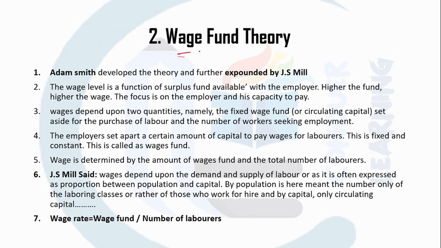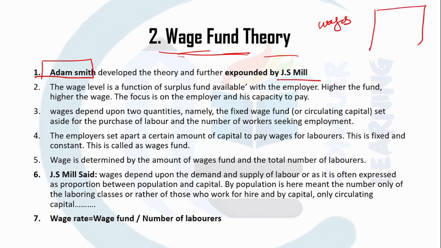Next theory is the wage fund theory. This was given by Adam Smith, developed by Adam Smith and further expounded by J.S. Mill. Please remember the authors. Now, wage fund theory says that wages are given to the employees from a certain fund, which is called the wage fund, or it is also called circulating capital.